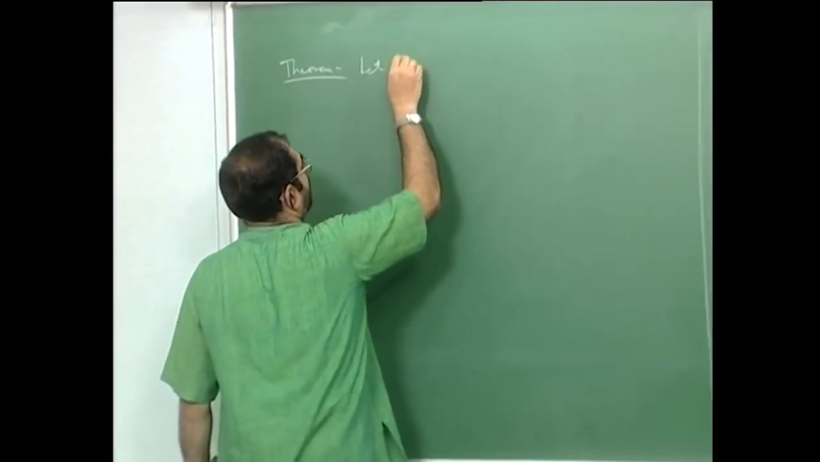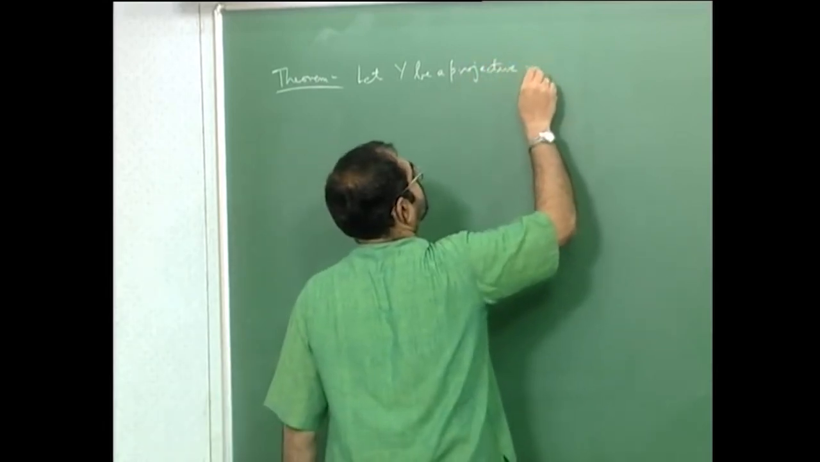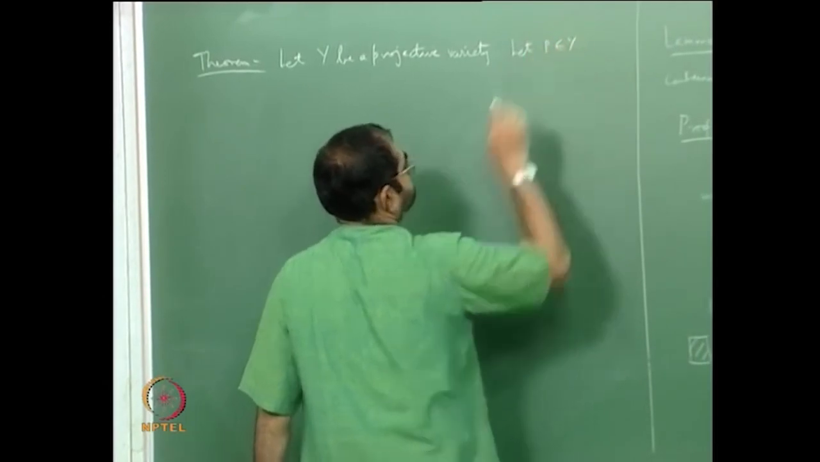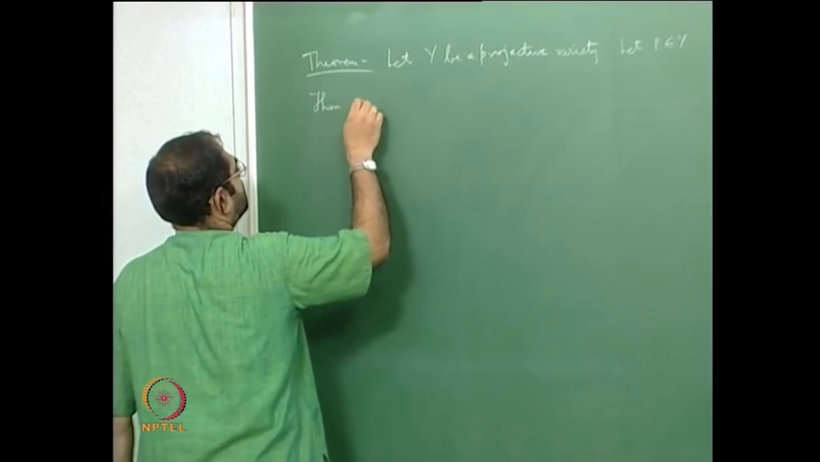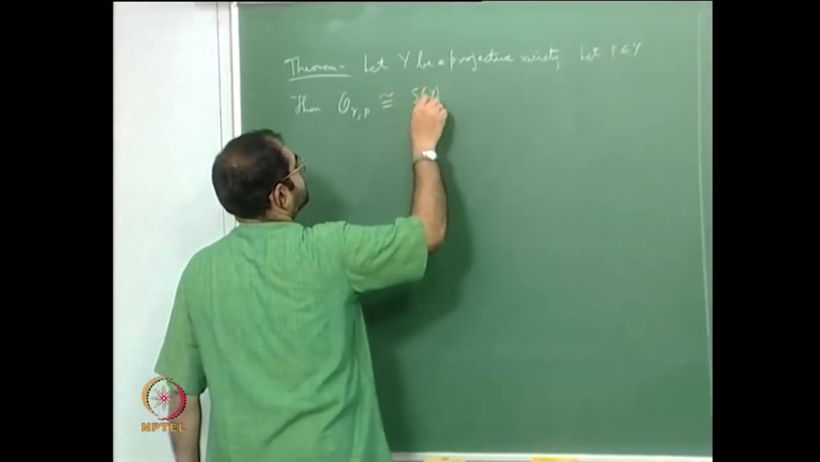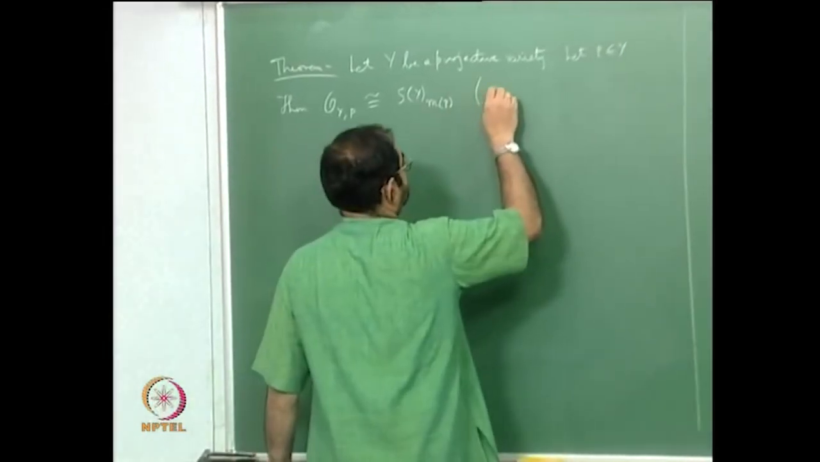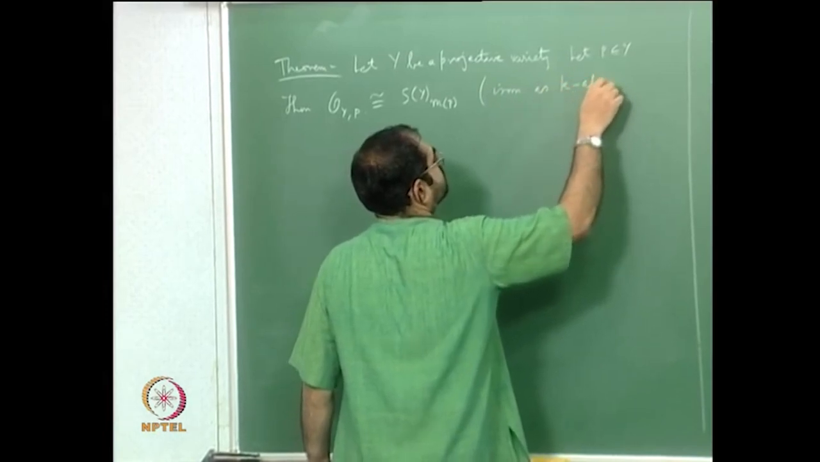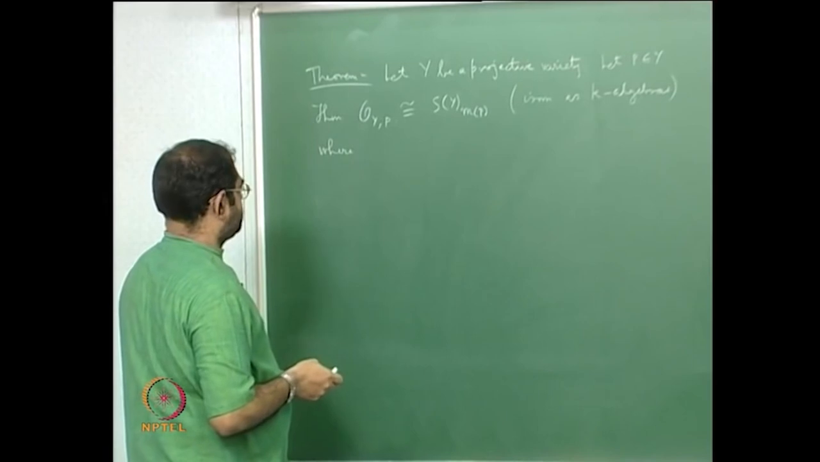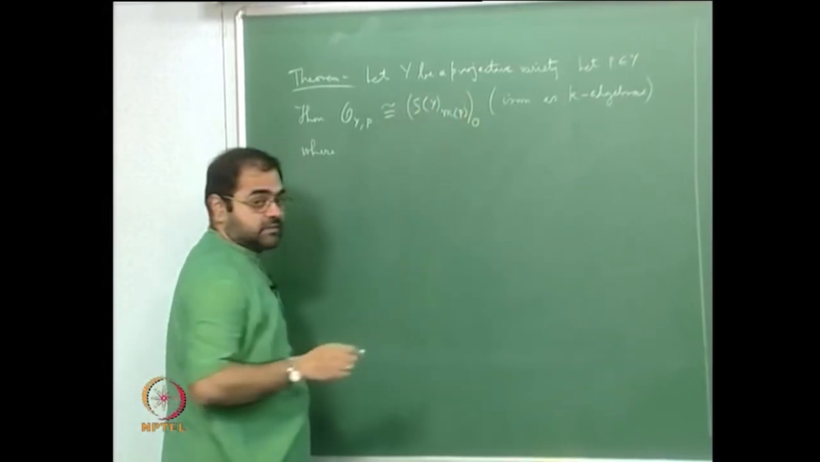Let Y be a projective variety, let P be a point of Y. Then O_{Y,P}, the local ring of Y at P, is isomorphic to the homogeneous coordinate ring of Y localized at M_P. This is an isomorphism as K-algebras, where I need to localize and also take this degree 0 part.